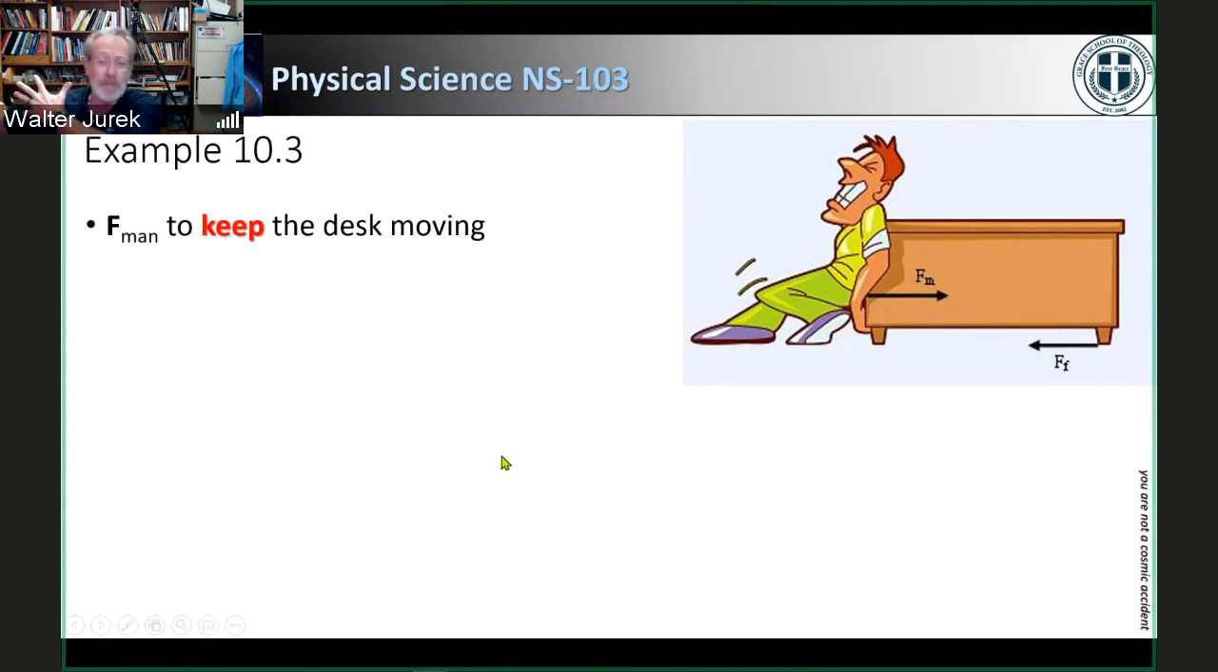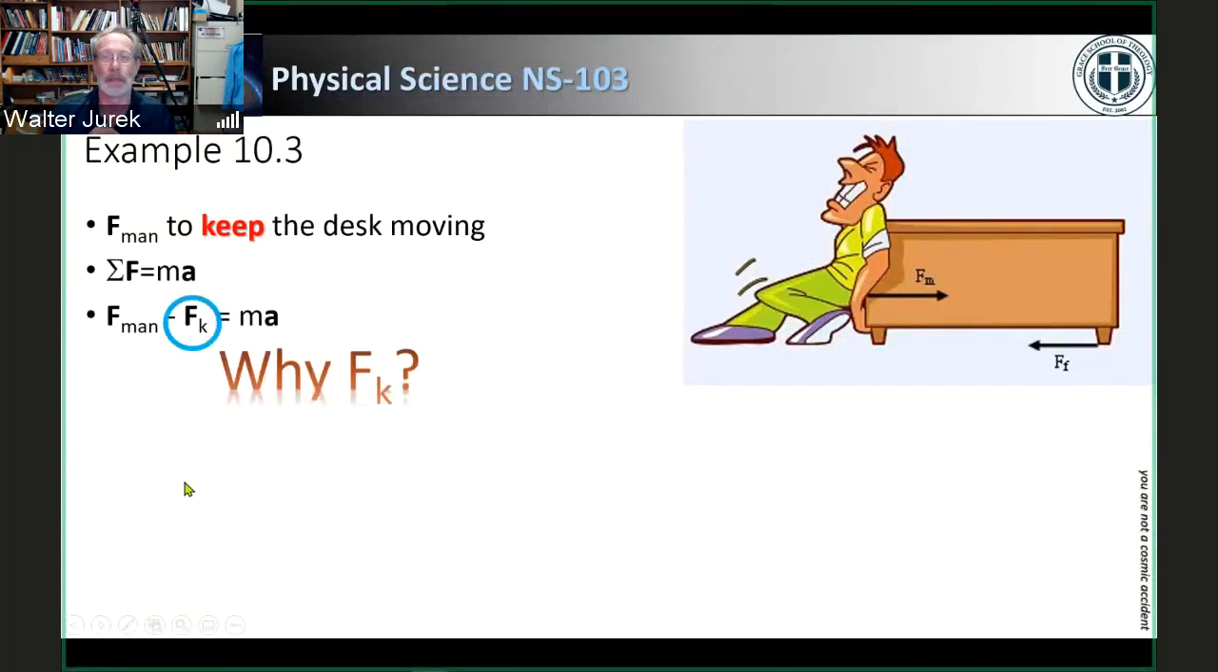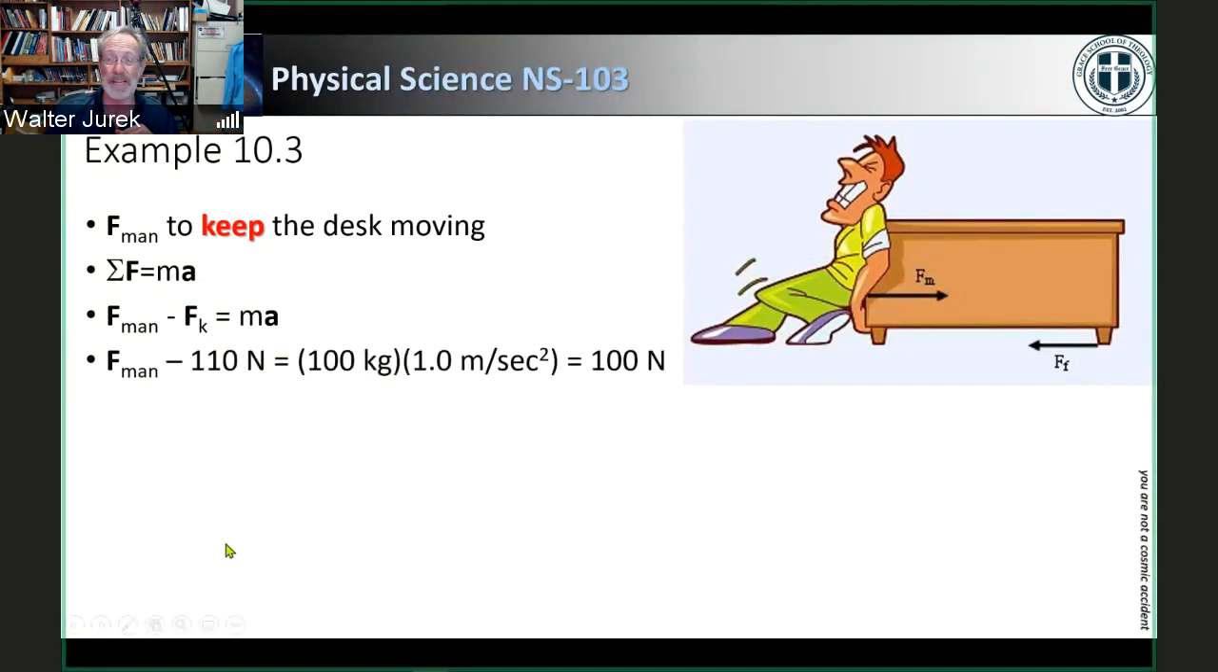Now let's change it. The thing starts moving. Guess what? Same equation, except look what we're using. We're using the kinetic friction because in this case, it's moving. So there's a difference between when it's moving and when it's not moving. Oh, it's moving. Guess what? It has an acceleration.